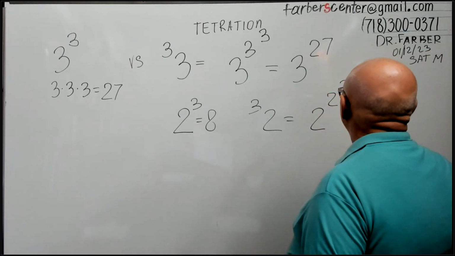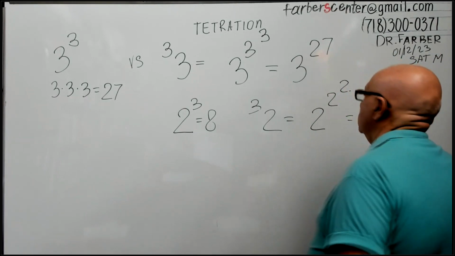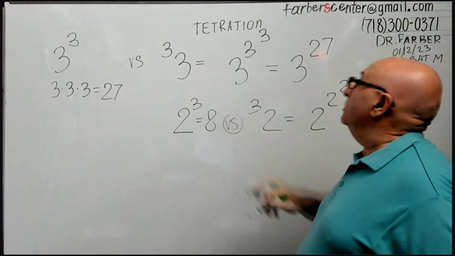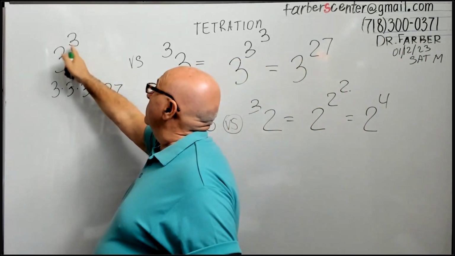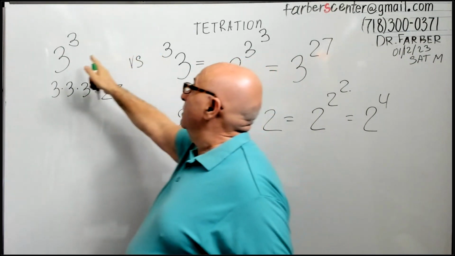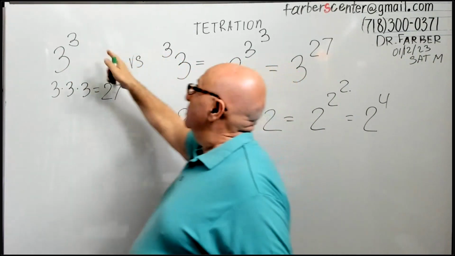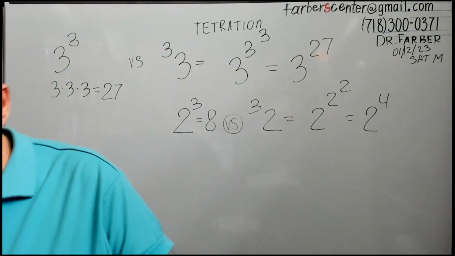It will be 2 to the 4th, versus this. Keep in mind, tetration is very important in math, and don't be confused with this guy. This is the left part, the base, and this is the right part. Or this one to the left, this is right. Did I answer your question? Yes. Okay. Good.